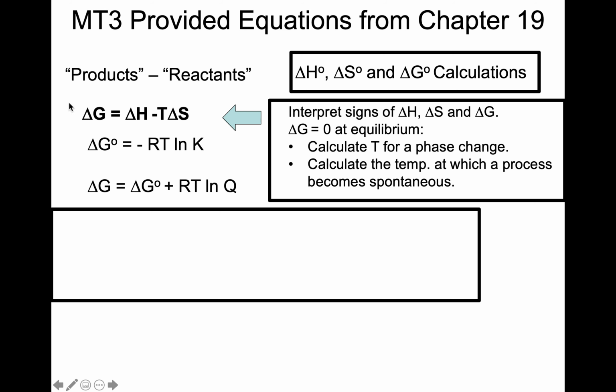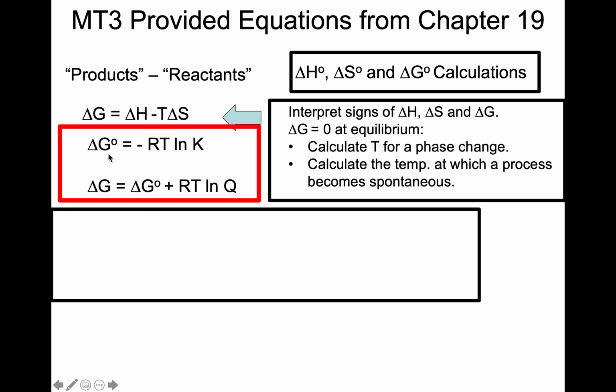We have an expression here involving the Gibbs free energy, the enthalpy, the entropy, and the temperature. And we want to be able to interpret the signs for each of those. Recognize that the value equals 0 when we're at equilibrium. And given that information, we could calculate the temperature for a phase change. We could calculate the temperature at which a process becomes spontaneous or it stops becoming spontaneous.